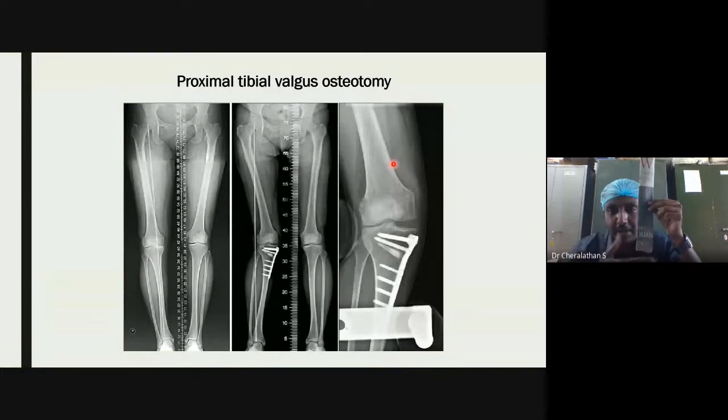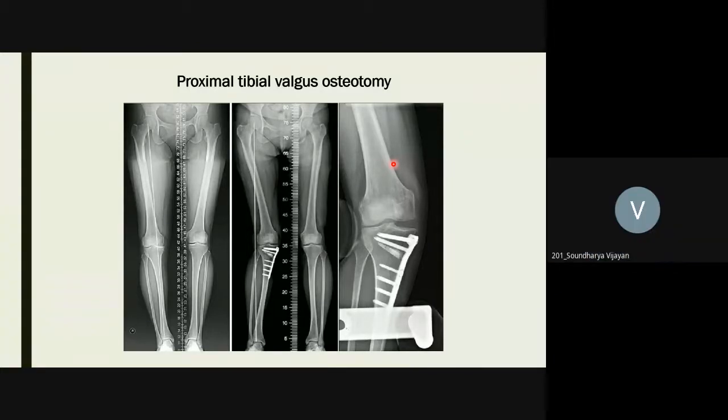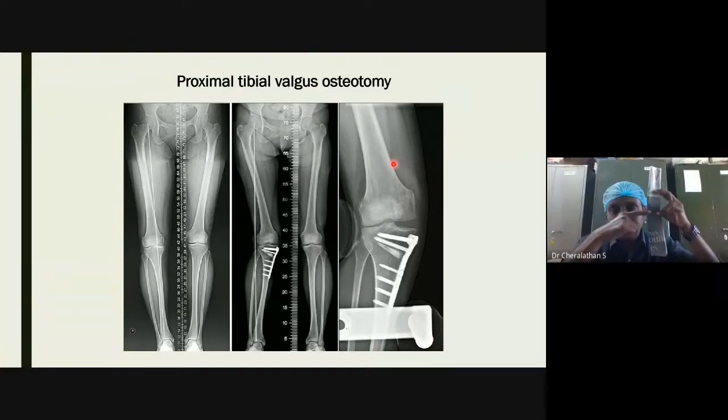Now this is a straight bone, and if you cut it horizontally, now still the bone is straight. Do you all agree? Yes, sir. I have just done an osteotomy here. Now, what am I going to do after the osteotomy? Now, if I tilt the distal fragment medially, what am I doing? What is being caused?